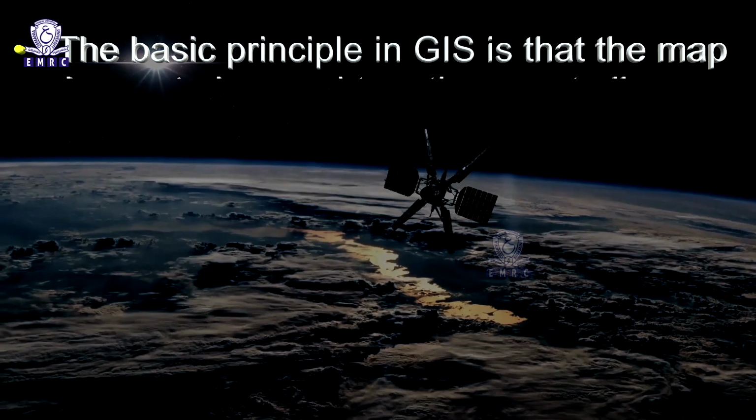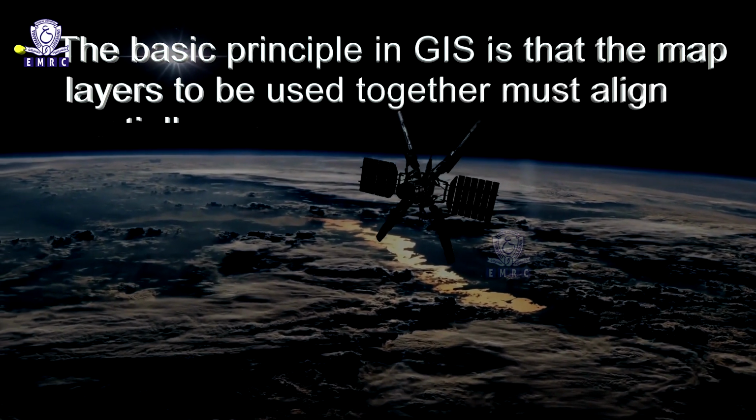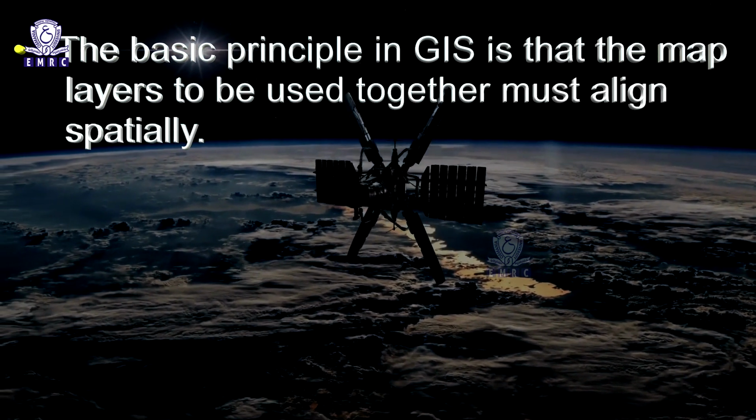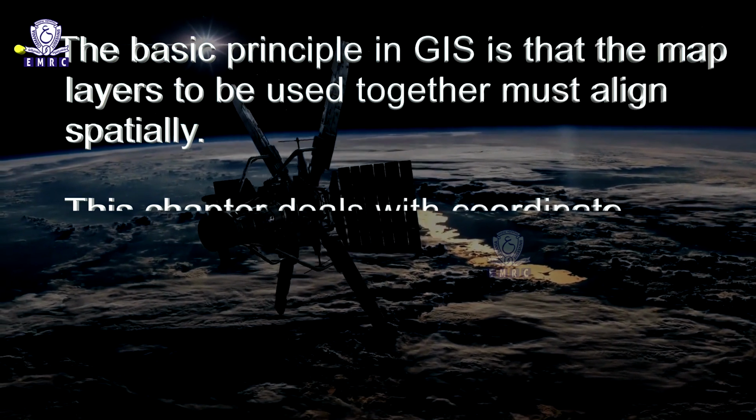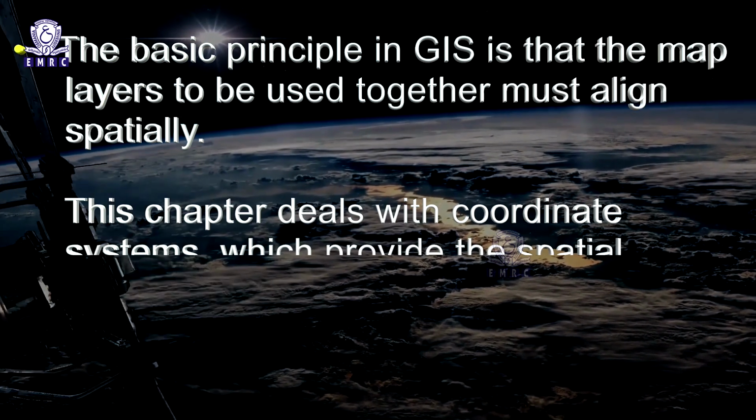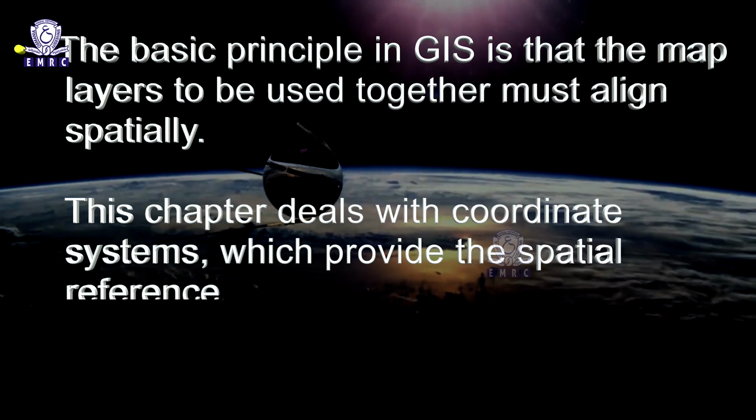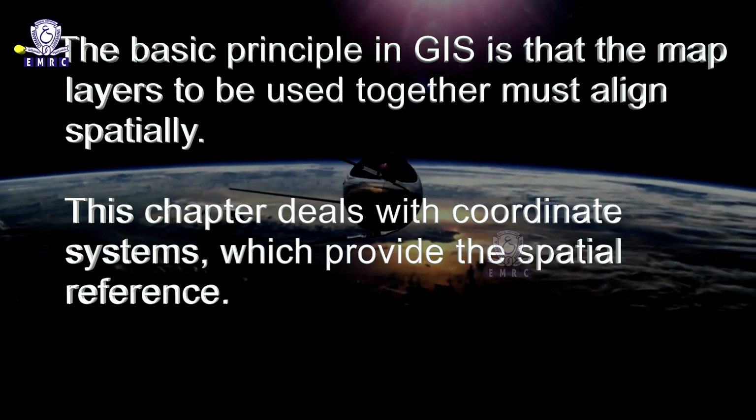Objectives. The basic principle in GIS is that the map layers to be used together must align spatially. This chapter deals with coordinate systems, which provide the spatial reference. GIS users typically work with map features on a plane. These map features represent spatial features on the Earth's surface.